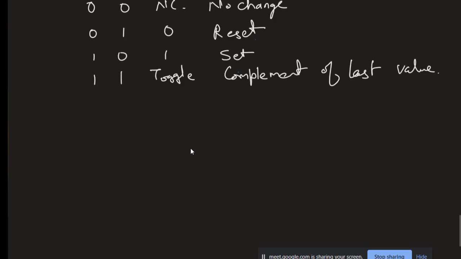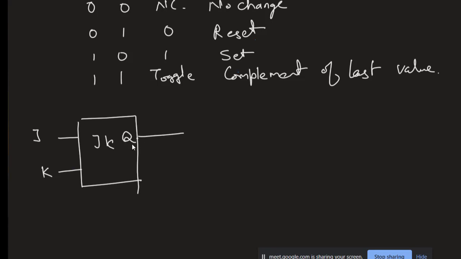This is a JK flip-flop, and J and K are the two inputs. A flip-flop is a device that will give you a particular output Q according to the input condition, and that output I have given you here. So let's understand the JK flip-flop. When J is 0 and K is 1, the output will be 0, and this is also called a reset condition.